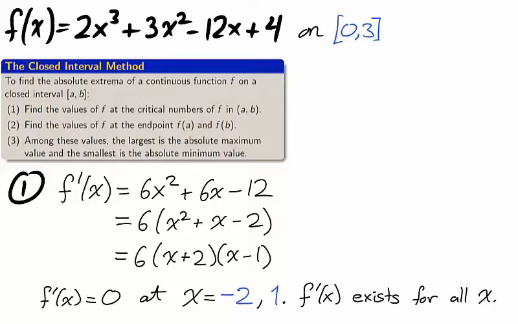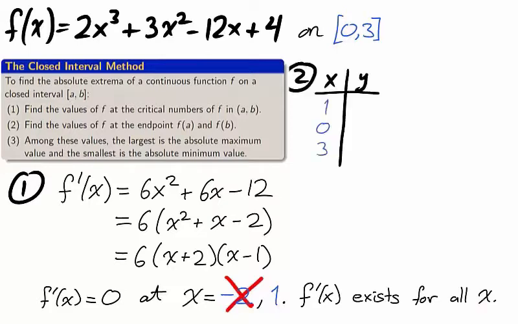X values are critical numbers only if they are in the domain. As the domain of f is [0, 3], x equals 1 is our only critical number. In step 2, we collect the x values from step 1 and the x values of the endpoints, and we plug those x values into the function f to calculate their y values.